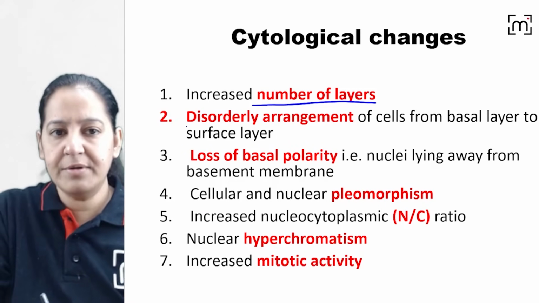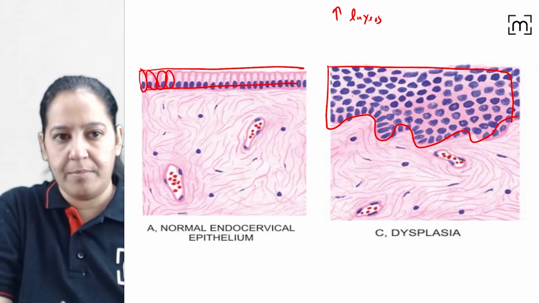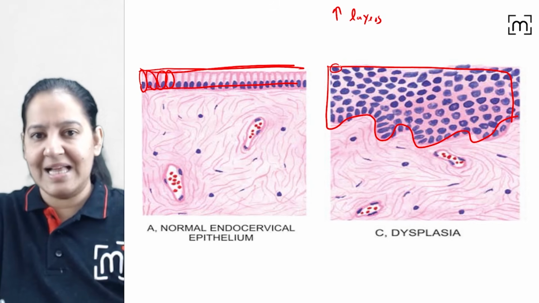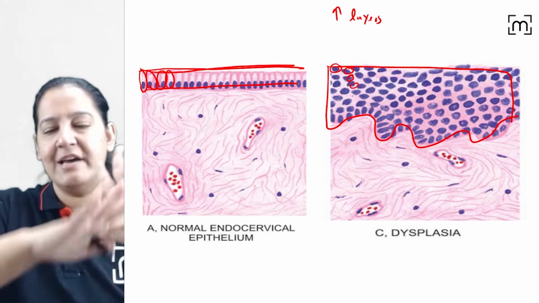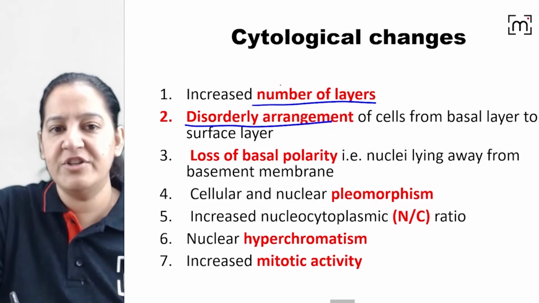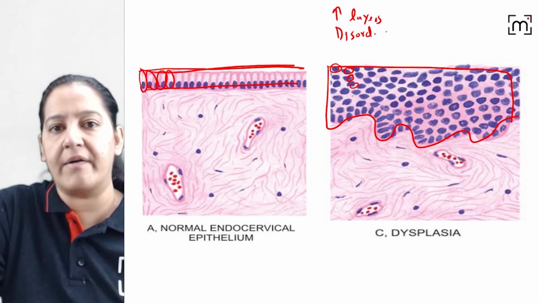Number 2, disordered arrangement. Can you see all the cells here? They are orderly arranged normally. They are orderly, 1, 2, 3, 4. They are one behind the other. Can you see the cells here? They are very haphazard. So it is the arrangement which becomes disordered. So the second is the disordered arrangement of the cells.